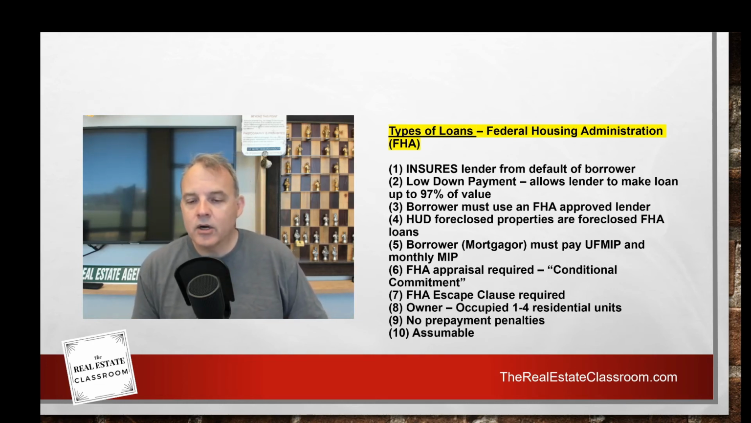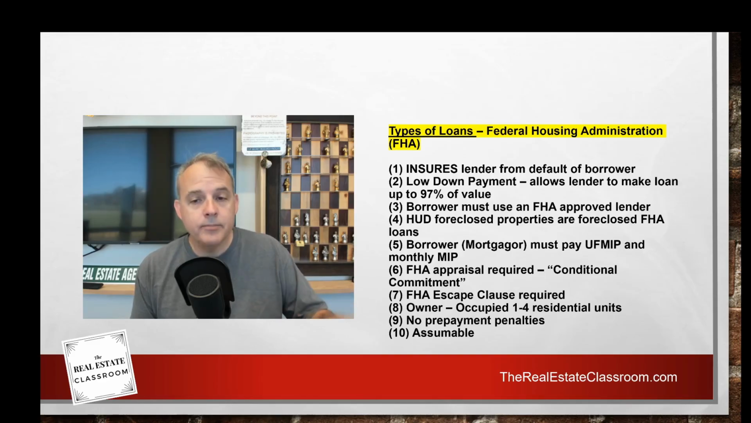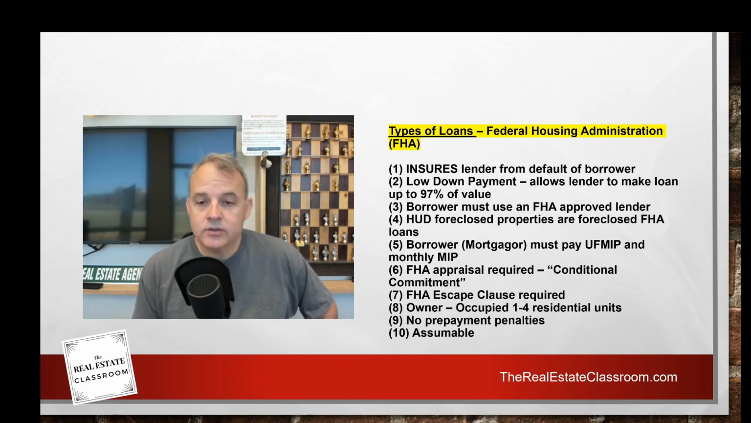Number 7, FHA Escape Clause. We already talked about that. In fact, they're very similar to the VA Escape Clause. It just basically says that if the property doesn't appraise at or above purchase price, or there are repairs required and the seller is unwilling to do them, then the borrower is allowed to terminate the contract penalty free. Like VA loans, number 8, it must be owner-occupied properties, 1 to 4 residential units. Number 9, no prepayment penalties.